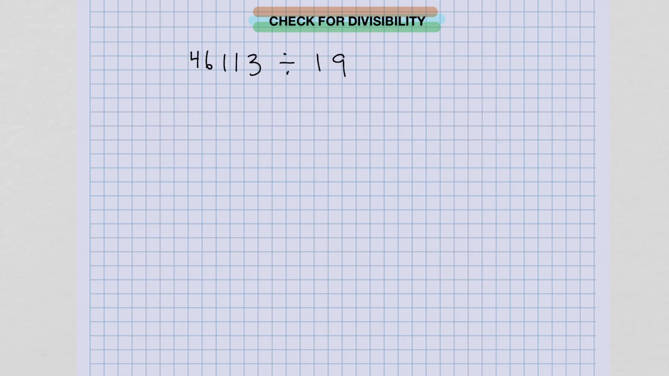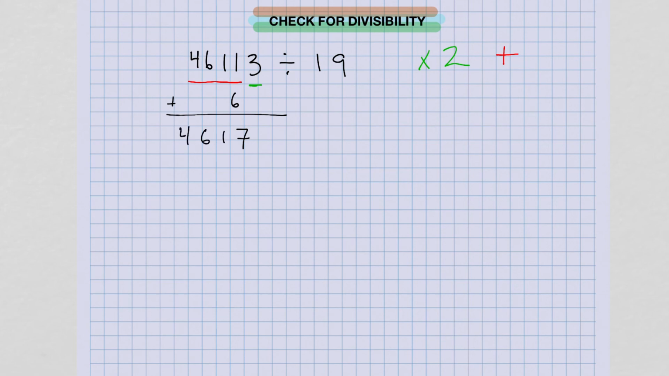Okay, checking for divisibility by 19. Last problem. What we want to do is multiply by 2 and then add. So we're going to take this last digit, multiply it by 2, and then add it to the remaining digits. So 2 times 3 gives us 6. Remember, we're going to add here. So then we're just lining up with these remaining digits. So 1 and 6 give us 7. And those other numbers come down.